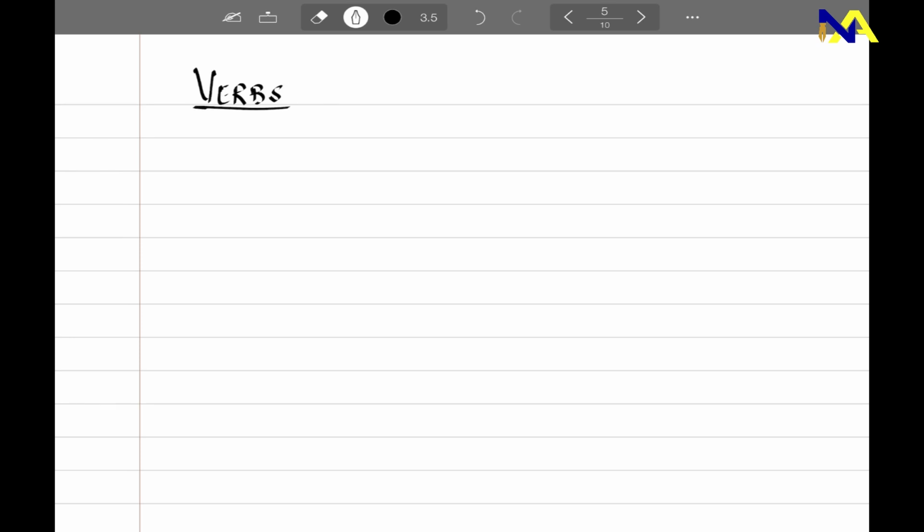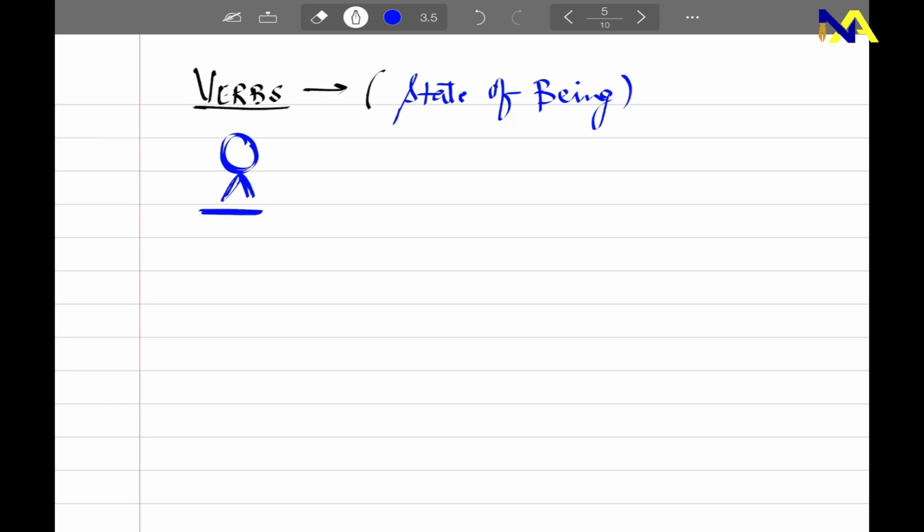Okay, now the point is that we all know what verb means. Verb is the state of being of a subject. कि जिस subject की आप बात कर रहे हो, the person or any subject you're talking about, he is in what state, that can be shown with the help of verbs.